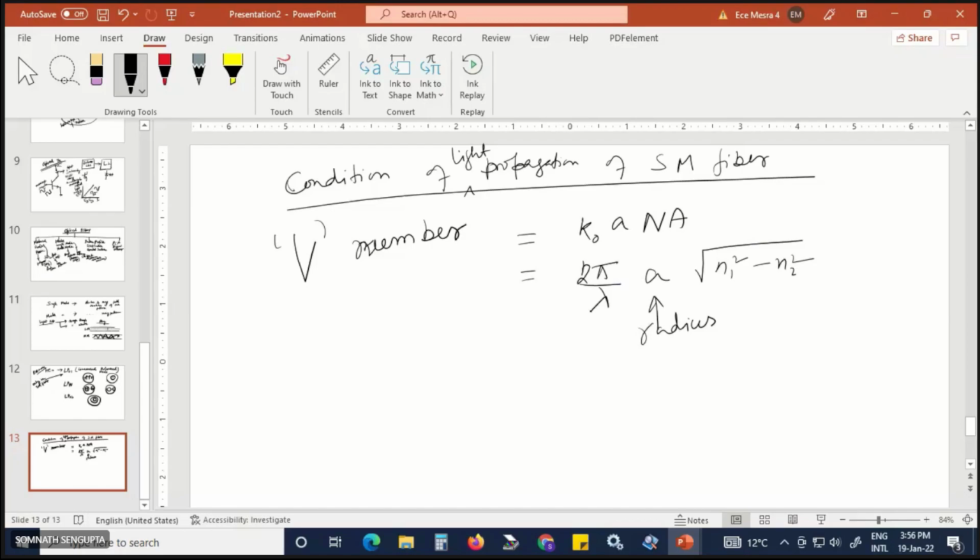What is numerical aperture? Numerical aperture defines what is the maximum acceptance angle.